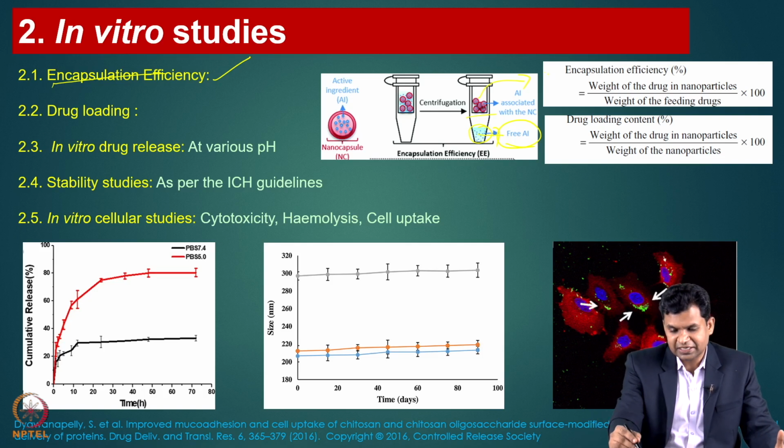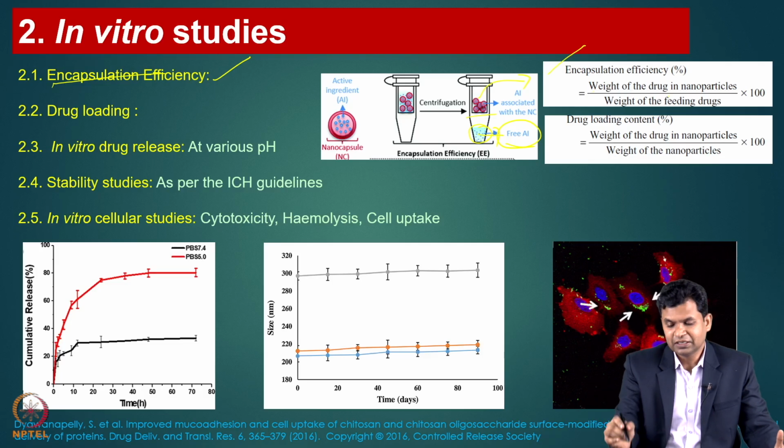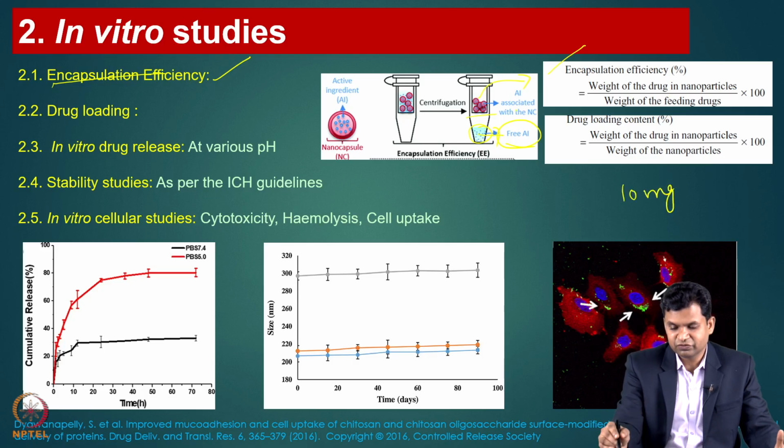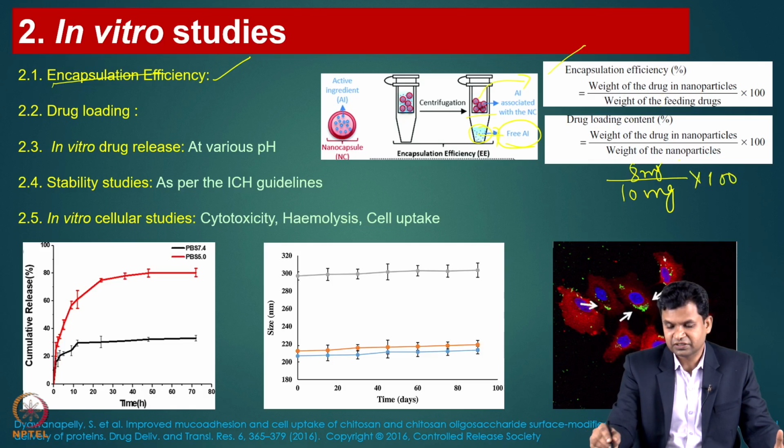For the encapsulation efficiency, you need to know the weight of the drug in the nanoparticles. Consider you have taken 10 mg of your drug in your formulation. After centrifugation, if you got 8 mg, then the weight of the drug in the nanoparticles divided by the weight of the feeding drug, that is 10 mg, multiplied by 100, will give the encapsulation efficiency.